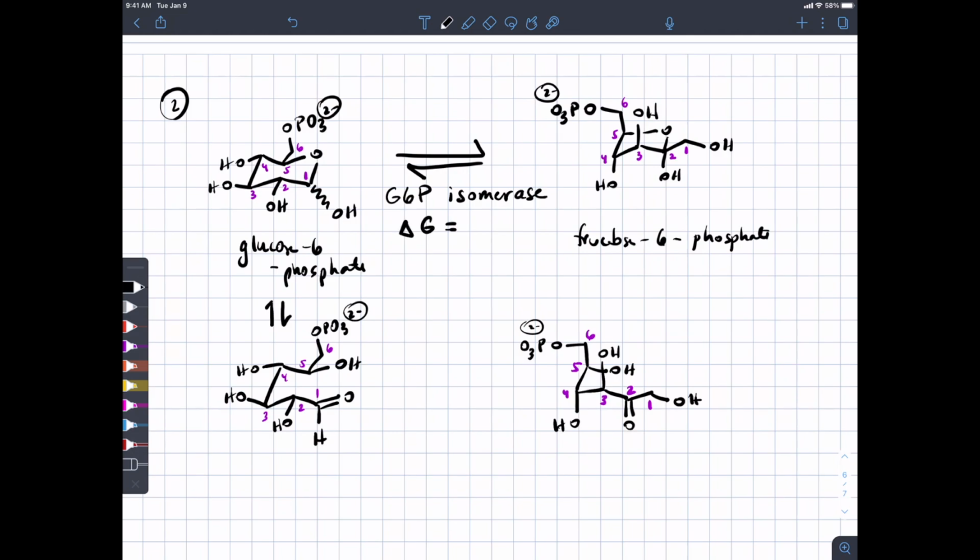The delta G, change in free energy for this reaction, is basically 0. The equilibrium constant is close to 1. There's not a huge energy difference. And this is true for a lot of the steps. It's only a few of the steps that are irreversible.